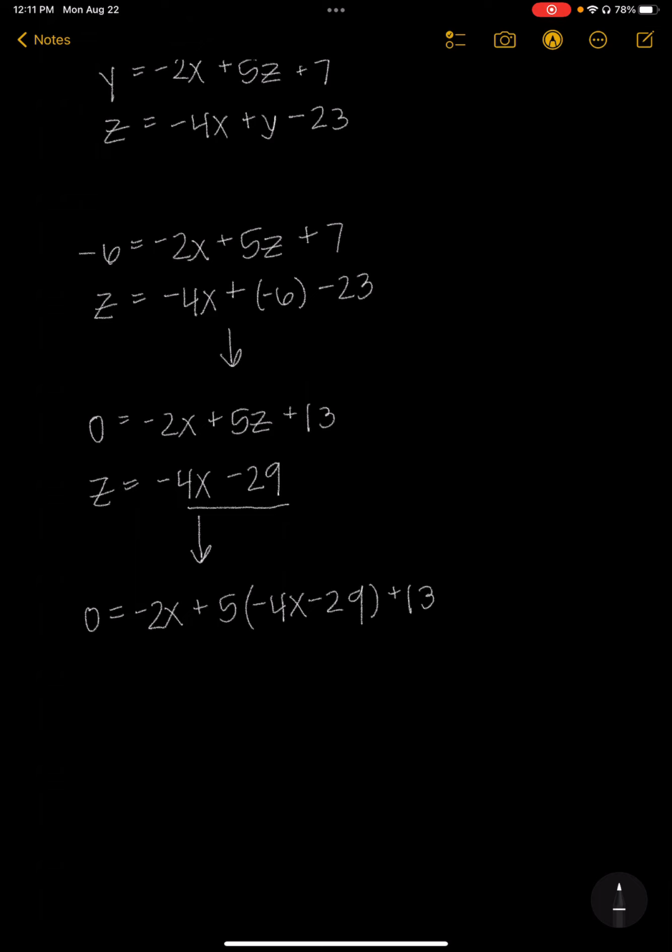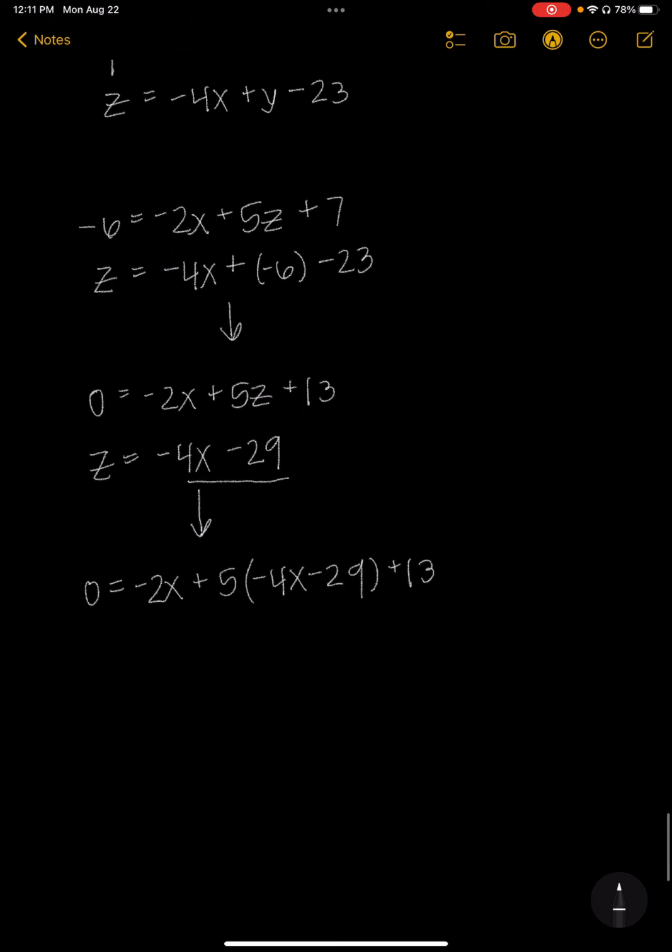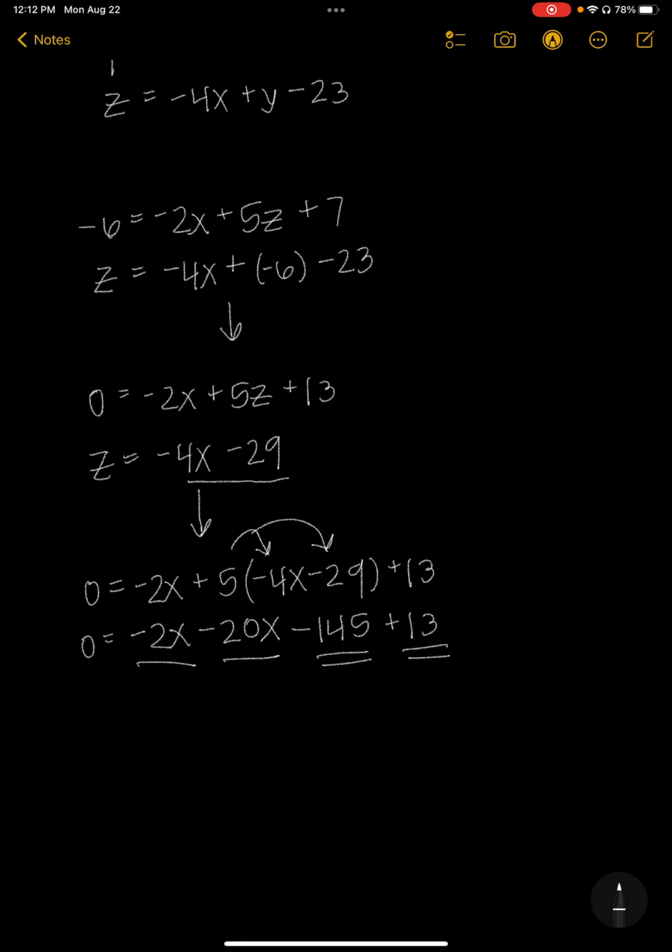So now we only have one equation and one variable, so we can actually take this and solve it for x. To solve it for x, we're going to start by distributing the 5 inside of this set of parentheses. Get 0 equals negative 2x minus 20x minus 145, and then plus 13. And now I'm going to combine like terms, which are my x's and then my things without the x's. So I get 0 equals negative 22x minus 132.